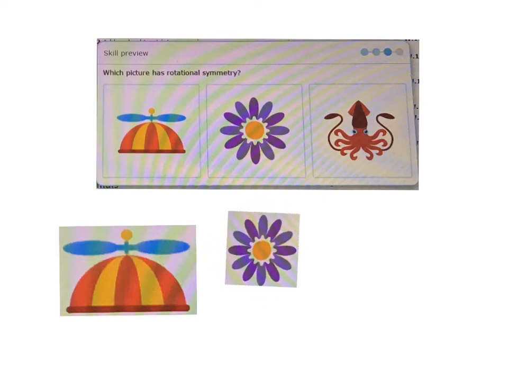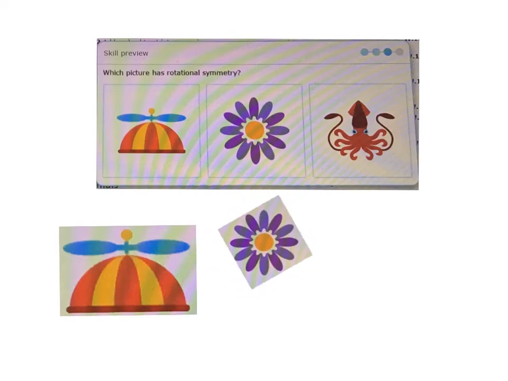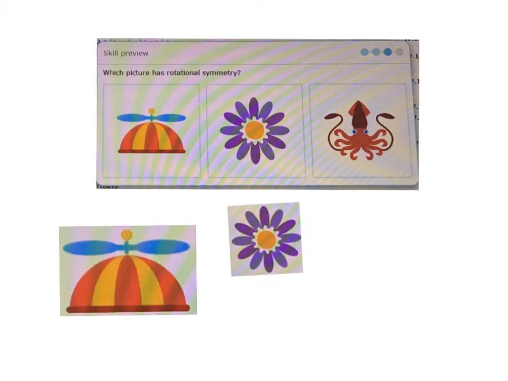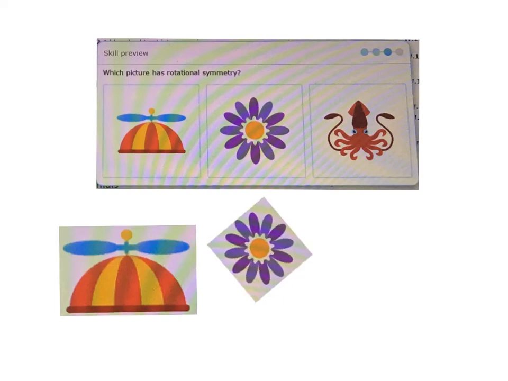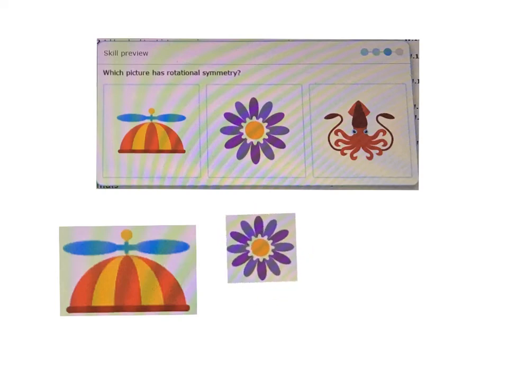If I turn the flower around, so I just turned it, that would be 90 degrees to there. If I turn it another 90 degrees, still looks the same. Another 90 degrees, still looks the same. And then all the way back to the beginning, looks the same.